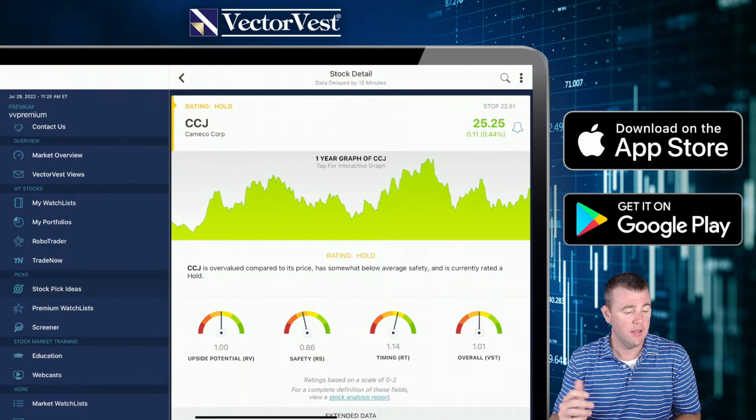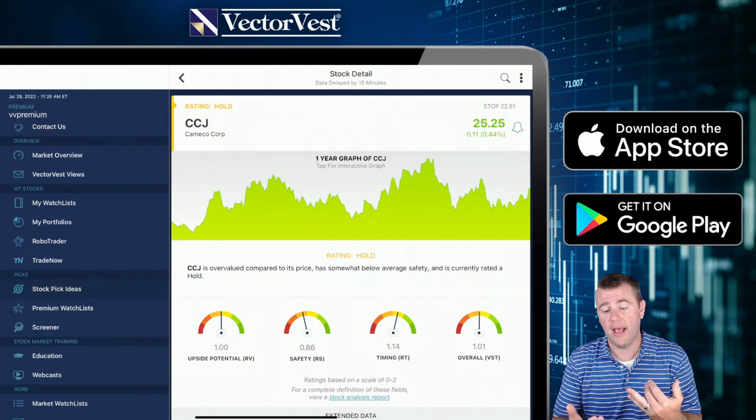So with CCJ, average long-term potential. It has more risk associated with it. You're in a slight uptrend. Overall, the stock's about average at best.